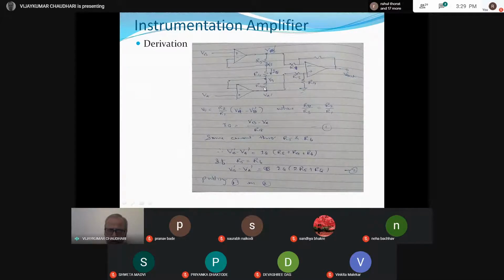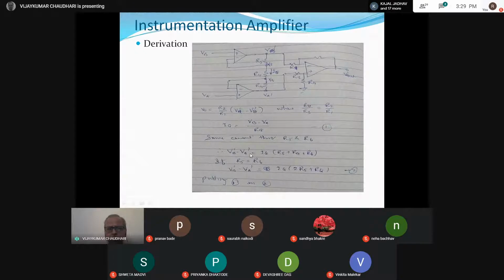So this should be R5 and R6. Please understand the notations, I may have given wrong notations. This is R1, this is R2, this is R3 and R4. This I have taken R4, instead, R4 should be RG. This is R5 and this is R6. Anyway, please understand this: R4 is RG, this is R5 and this is R6.